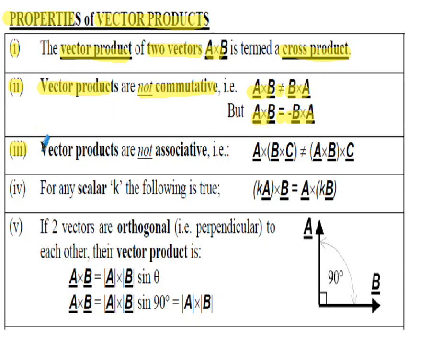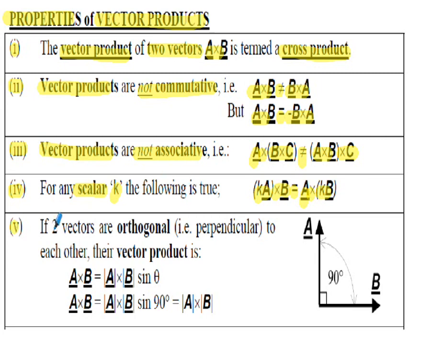Property 3. Vector products are not associative. In other words, vector A cross with, in brackets, vector B cross with vector C does not equal vector A cross with vector B, in brackets, cross with vector C. Property 4. For any scalar k, the following is true: k multiplied by vector A cross with vector B is equal to A cross with k multiplied by vector B.